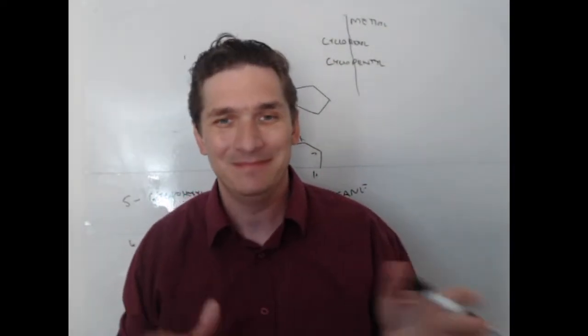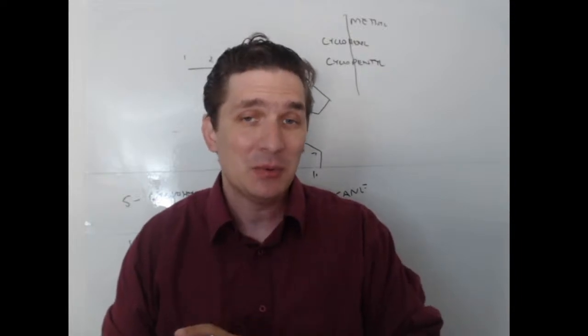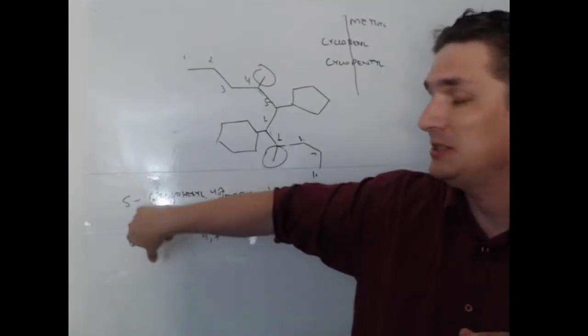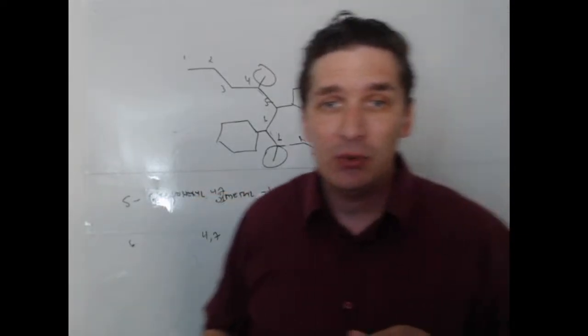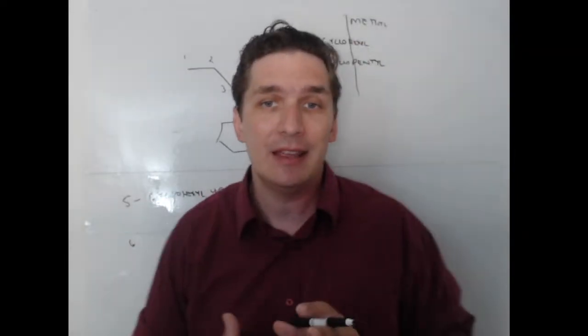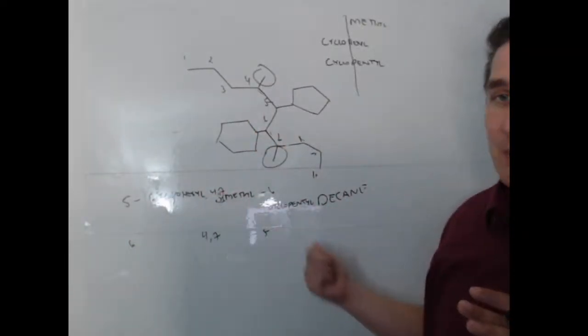To get around this, we have the rule that we number them so we minimize the numbering at the first point of difference. The first point of difference here is the 5 and the 6. Because this starts on a 5 and this starts on a 6, we would say that this is the better way to name it.